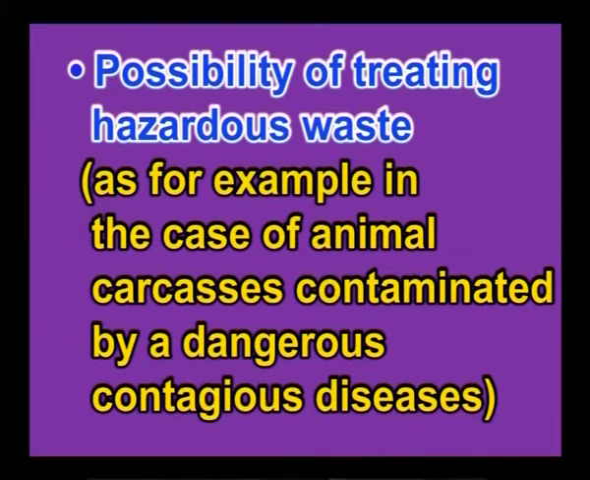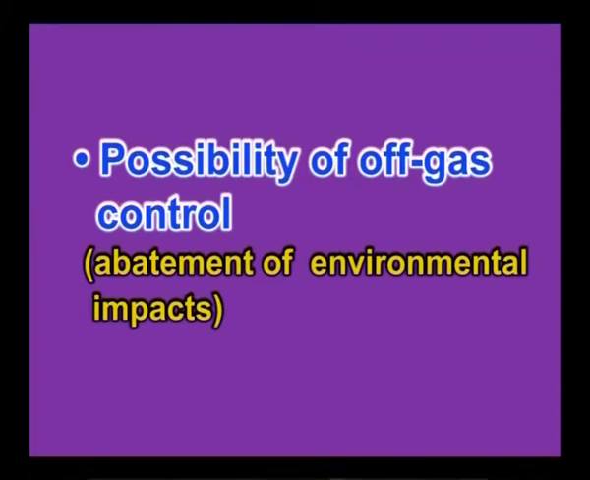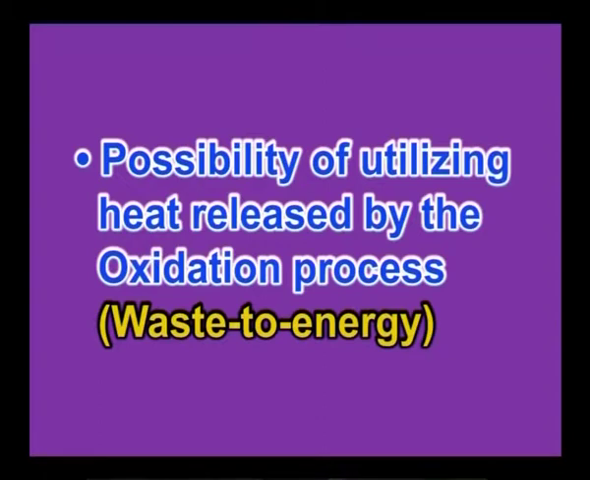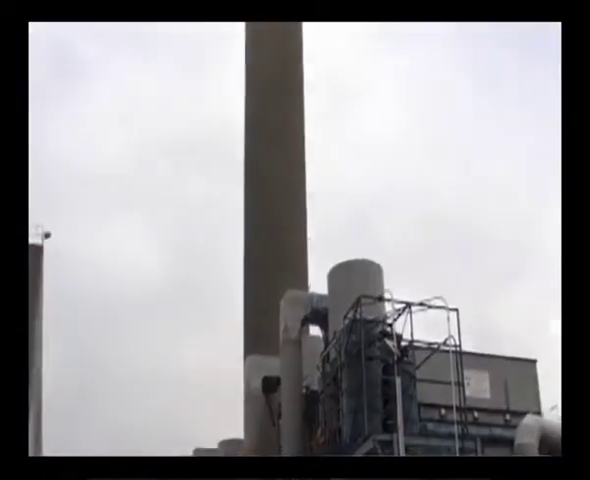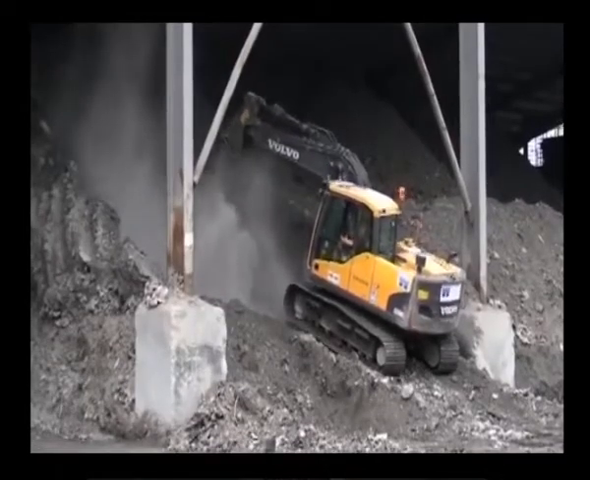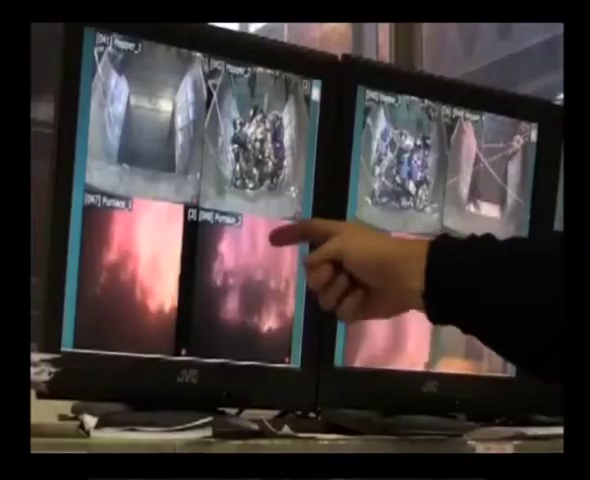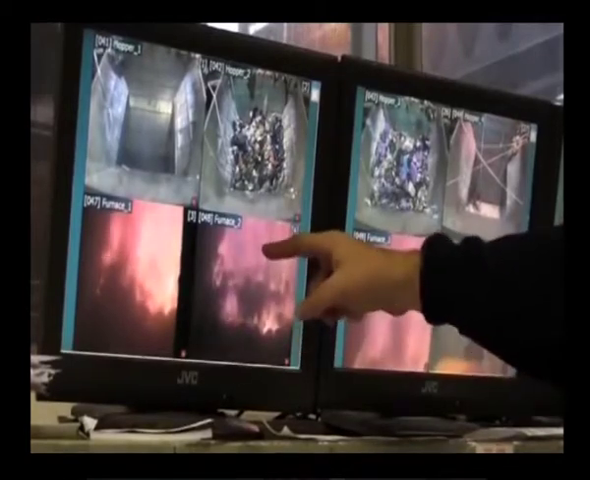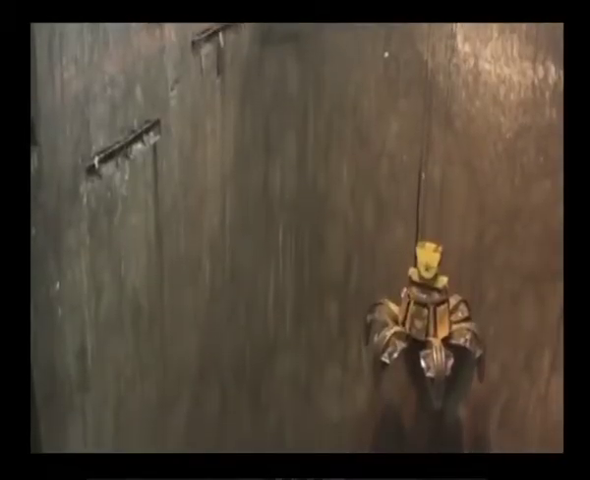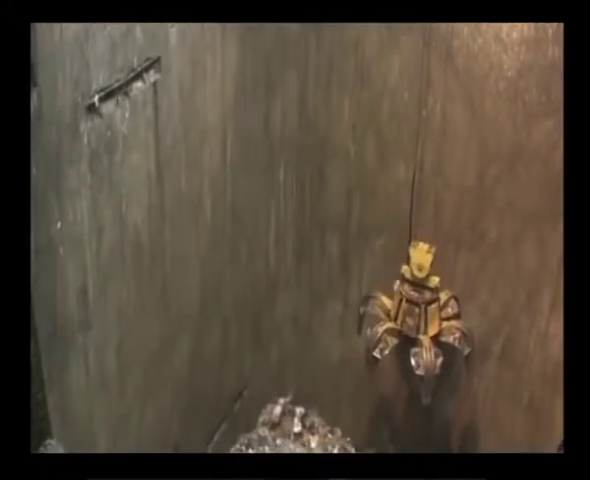Another one is the possibility of treating hazardous waste, as for example in the case of animal carcasses contaminated by dangerous contagious microorganisms, possibility of off-gas control, abatement of environmental impacts, and possibility of utilizing heat released by the oxidation process, that is waste to energy. The thermal treatment may be used for a wide spectrum of waste from solid to gaseous. The choice of suitable thermal treatment technology is then based on the type of treated waste and its characteristic properties. Examples described below include completely different technologies applicable to different types of waste.